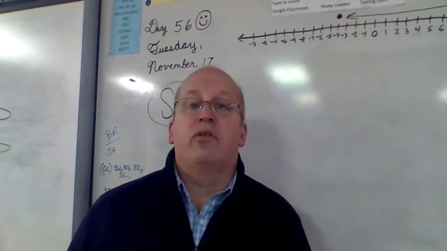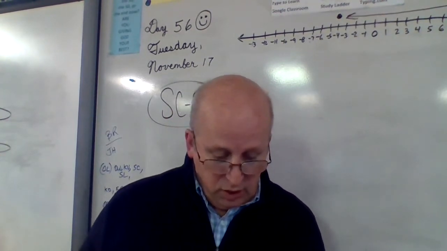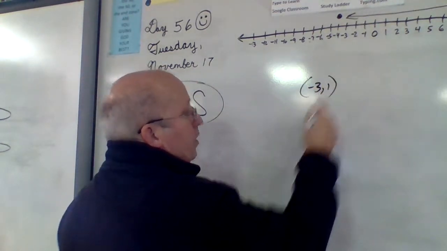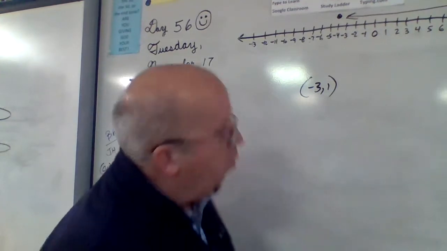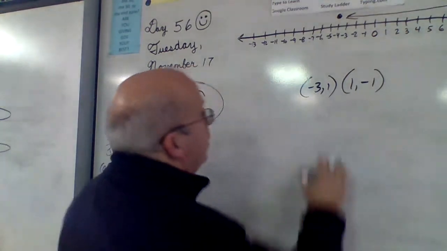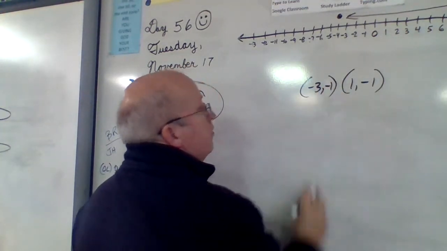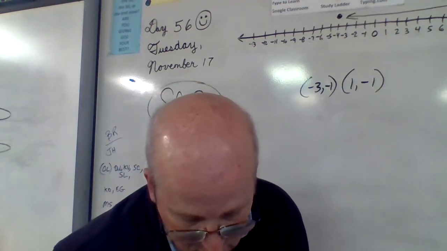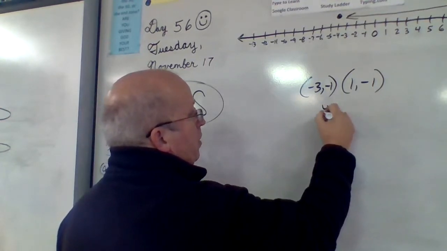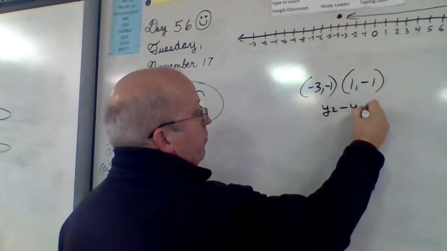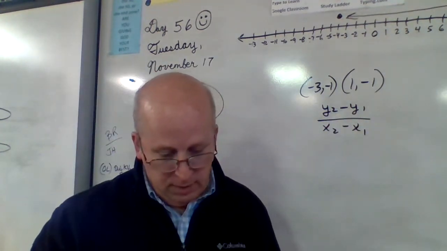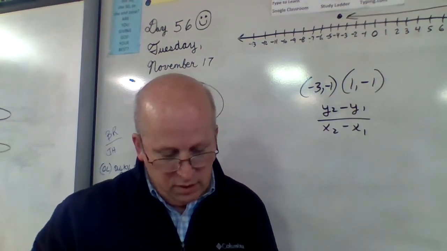First problem's asking for the slope of the line. If you look off to the right, one of the dots is at negative 3, 1. And the other dot is at 1, negative 1. Nope, I got that wrong. The first dot is at negative 3, negative 1, and the second dot is at 1, negative 1. How do you find the slope of something like that? Don't you follow the pattern of second y minus the first y over the second x minus the first x? Yep.